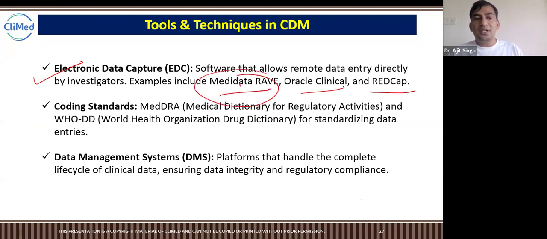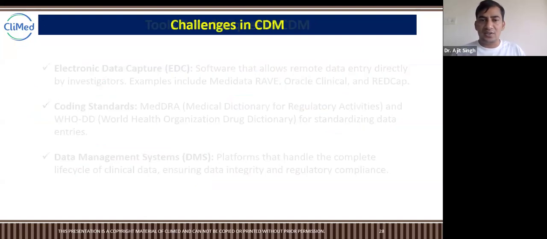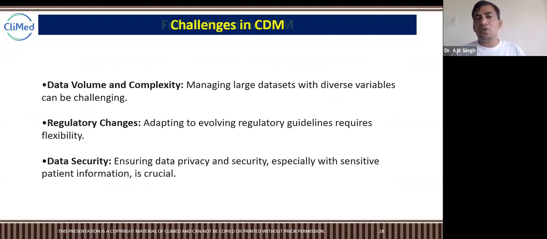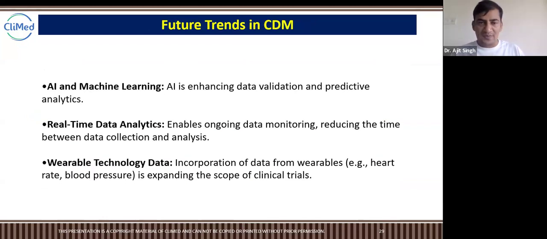These are the included data captures where they collect the data, where they create the EDCs, the case report forms, and in that only the data is entered. Then there are some coding standards like MedDRA, Medical Dictionary for Regulatory Activities, or WHODD, World Health Organization Drug Dictionary, for standardizing the data, or the data management systems for different data collection and data security. There are some challenges also, so all of this you will be getting in this CDM course as well.